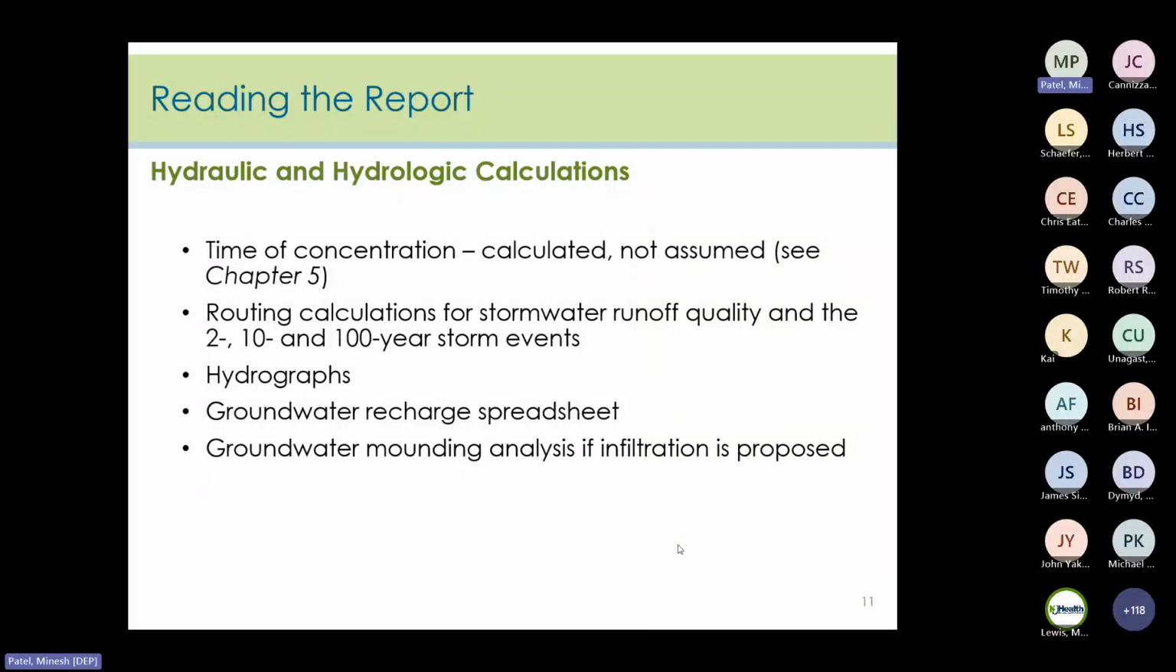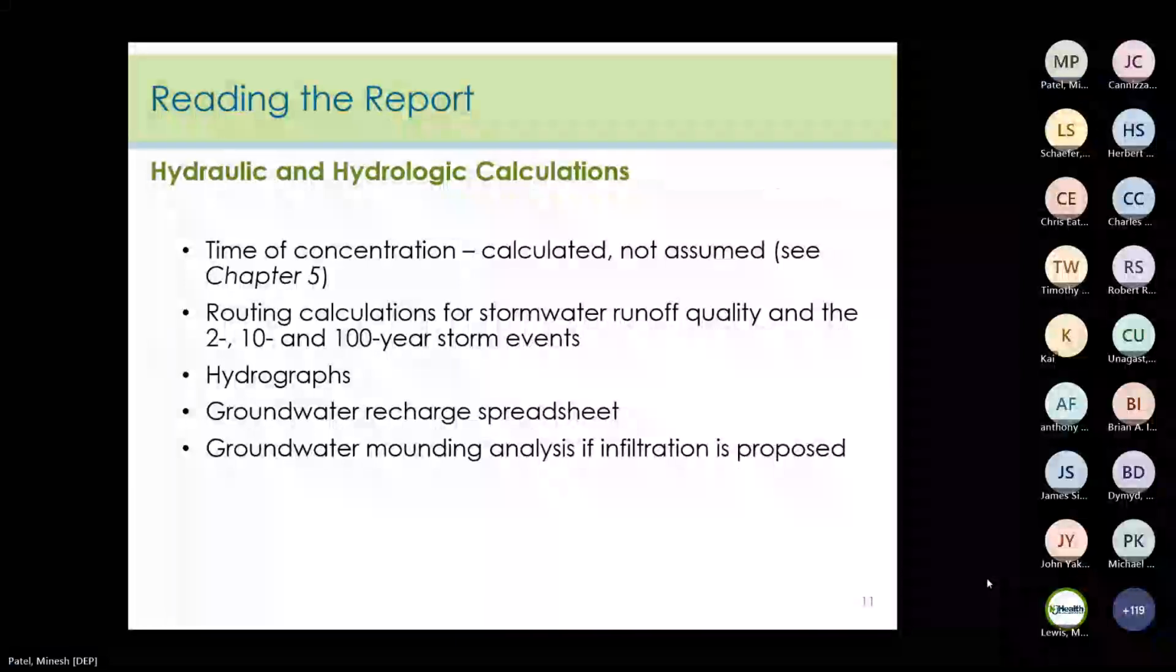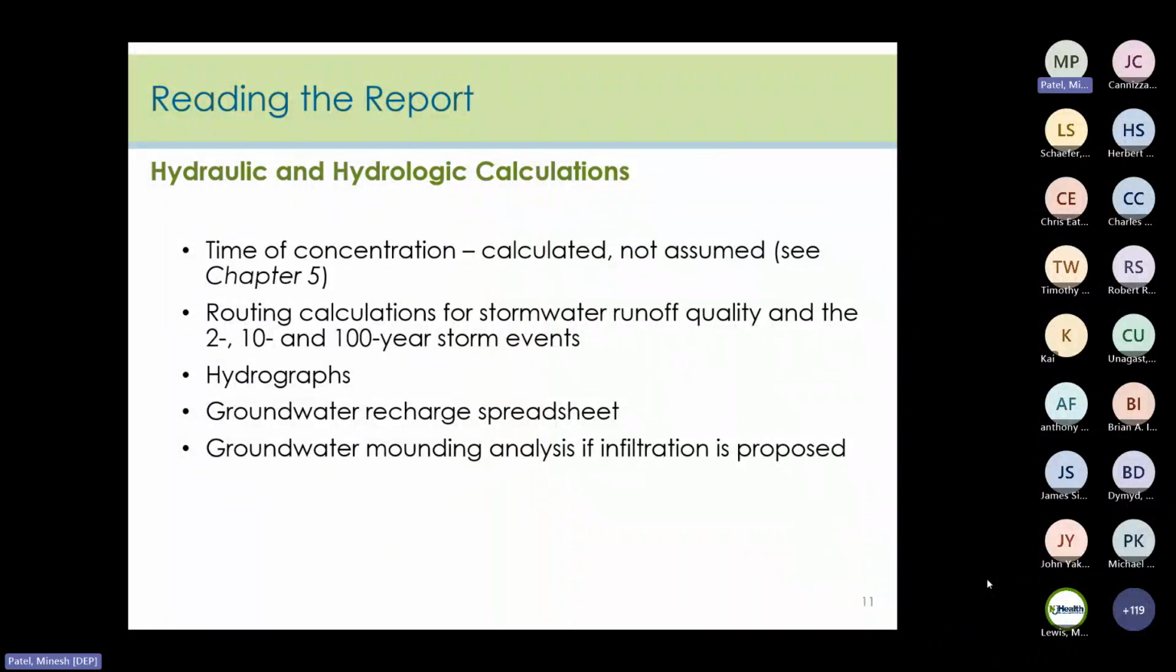Some permittees may require this information be submitted on a CD so that it can be checked and verified. No matter the format, though, it's important to include all of this information, including storm routings, hydrographs, the groundwater recharge spreadsheet, a mounding analysis if it's applicable, and water quality calculations, and make sure it matches what's on the plans.